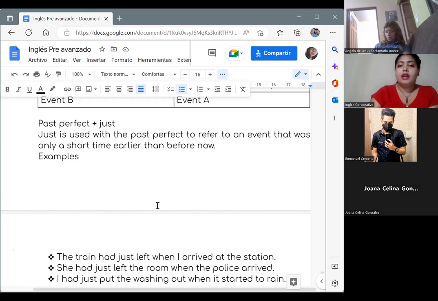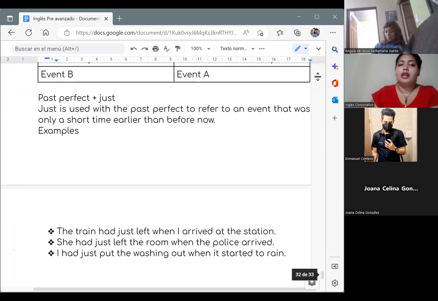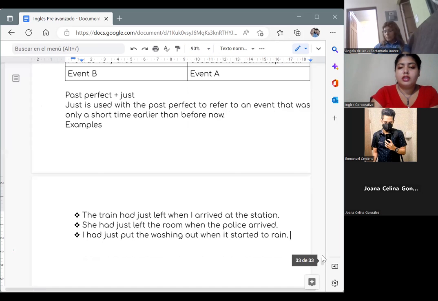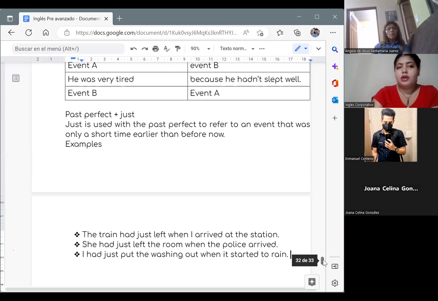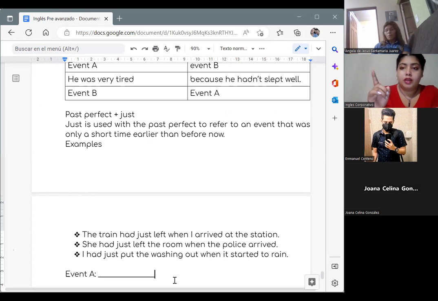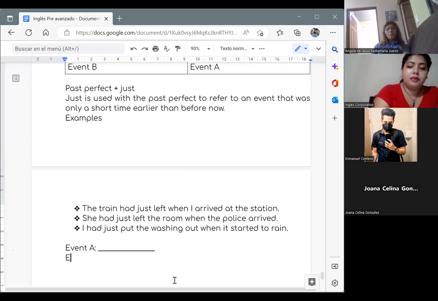Now, we have one tense more, but for this tense, I have an exercise for you. You are going to write two different statements in which you apply event A and event B. You can write event A on the chat, and write the first part of the statement, and then event B, and write the second part of the statement.